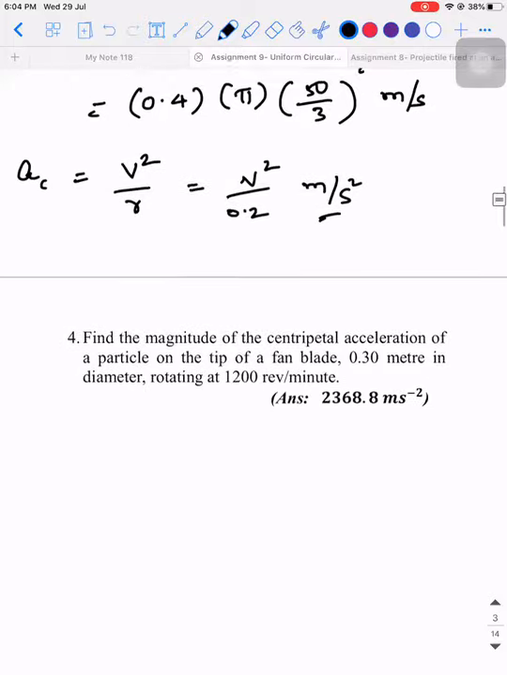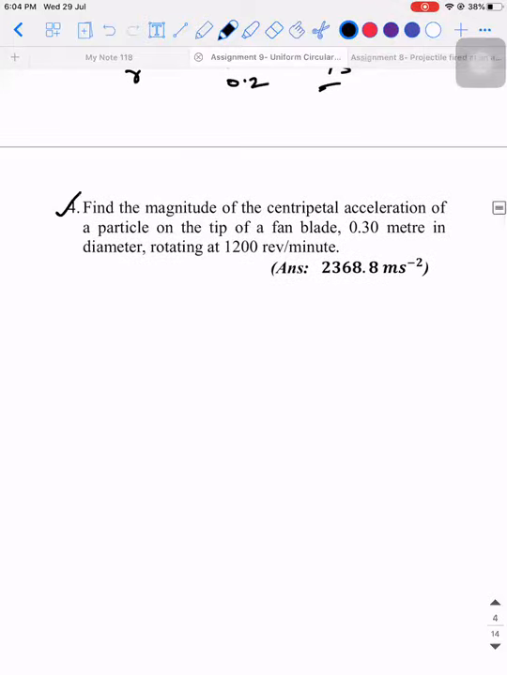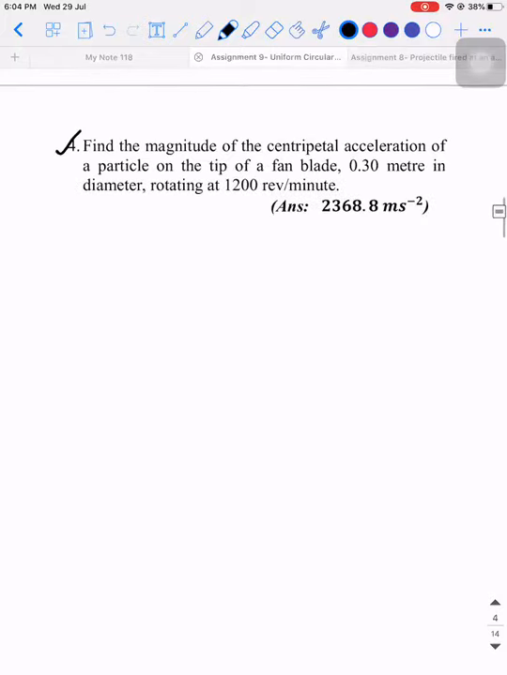Okay. Now, you guys try this one. Tell me how to do. I'll give you 2 minutes time. The question is, find the magnitude of the centripetal acceleration of a particle on the tip of a fan blade, which is 0.3 meter in diameter, rotating at 1200 revolutions per minute. So first collect all the data, then apply the formula, you will get the answer. They're asking what is the magnitude of centripetal acceleration.